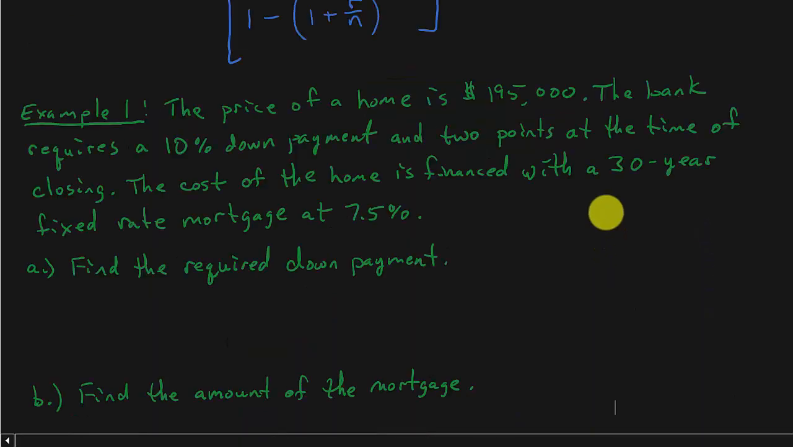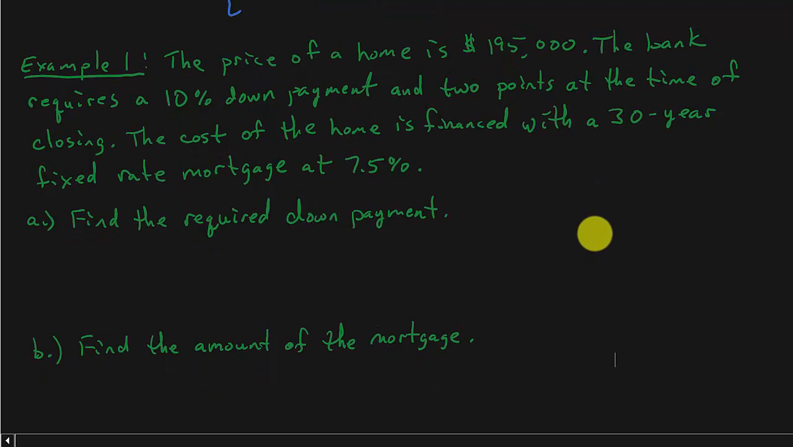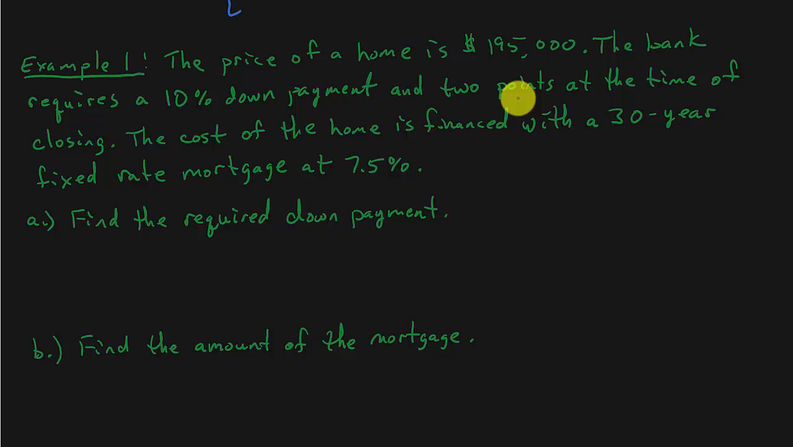So we've got example 1 here. It says the price of a home is $195,000. The bank requires a 10% down payment and 2 points at the time of closing. I'll talk about what this points means in just a minute, when we get to that part of the problem. The cost of the home is financed with a 30-year fixed rate mortgage at 7.5%.